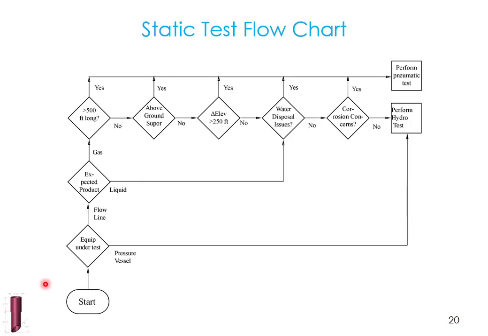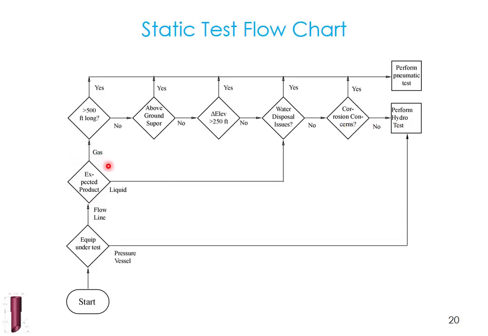Here's a flow chart. If I start down here, the first question I want to ask is what equipment is under test. If it's a pressure vessel, I'm going to do a hydro. I don't need to go any farther. But if it's a flow line, and I'm expecting it to be a liquid, I go over here and say, do I have any issues with getting rid of the water? If not, then do I have any corrosion concerns? If not, then I'm going to do a hydro.